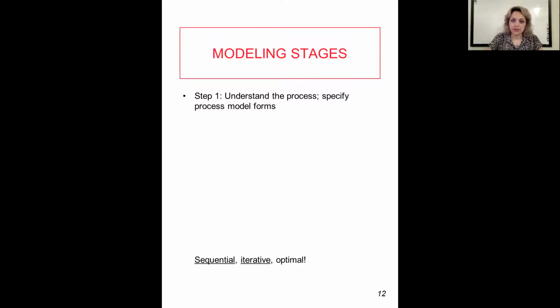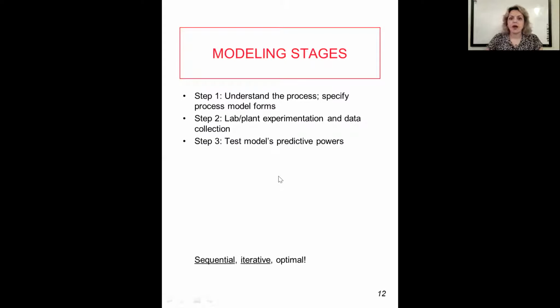Modeling has different stages. When we say modeling, we talked about mechanistic modeling and empirical modeling, right? The reason that we are covering all of this is just to have a review of what the steps are that we would use for our modeling. Step one, understand the process, like the specified process model forms. Step two is going to be experimentation, like data collection. Step three, test models, predictive powers.